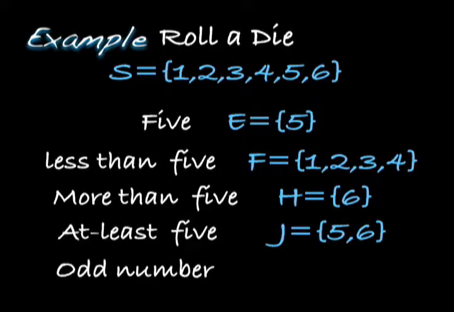Rolling an odd number. Look at the sample space and determine which outcomes are associated with rolling an odd number. The 1, the 3, and the 5 are the only outcomes that are odd. We have labeled this event K.